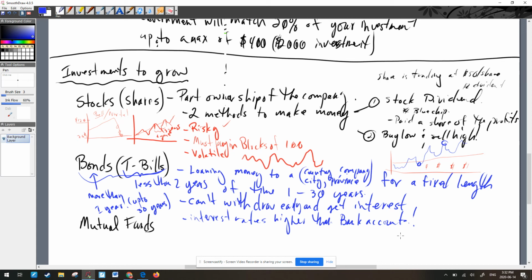Now, you only get interest if you cash it out at the end. I'm going to say that even though there's other ways to do it, there are, it's called secondary markets that you can trade your bonds in, but that gets really, really complicated. So that's what bonds are.